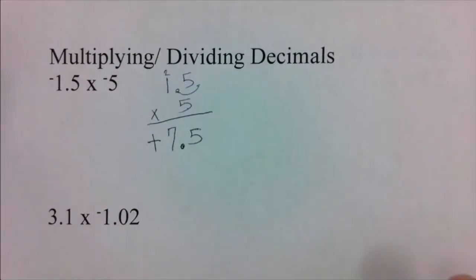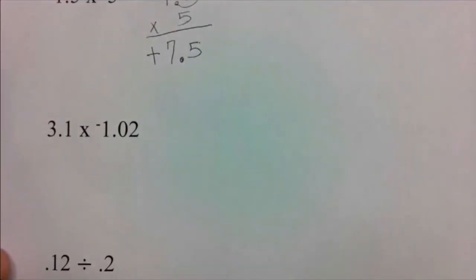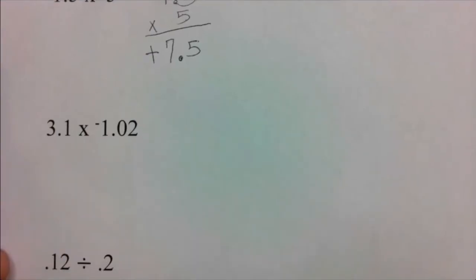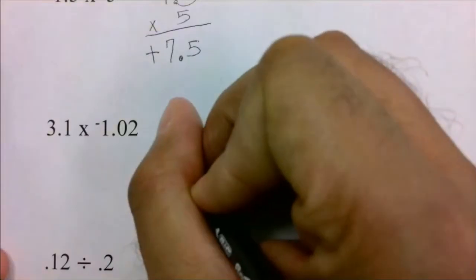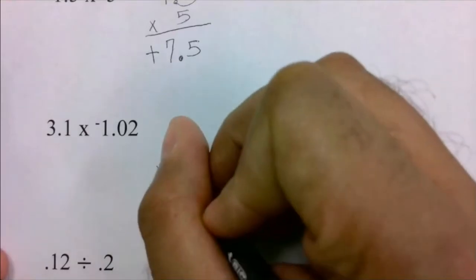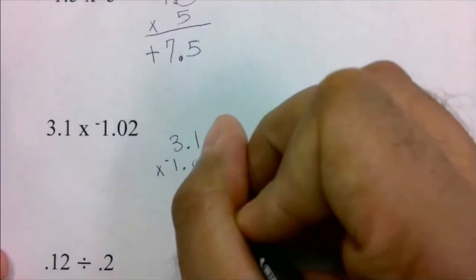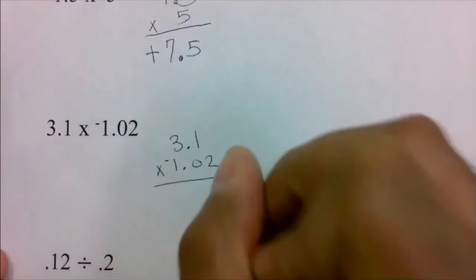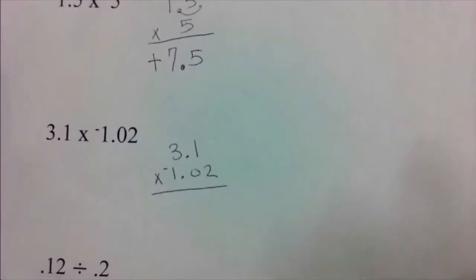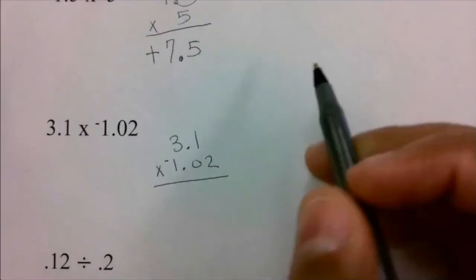That's confusing. Let's look at another problem. Here we have 3.1 times negative 1.02. Set it up vertically as well. 3.1 times negative 1.02. All right. In this case, it doesn't really matter as much if the decimal points are lined up. All right. So let's just multiply.